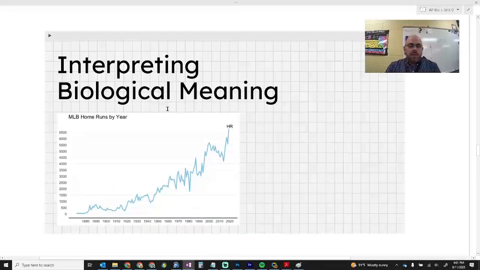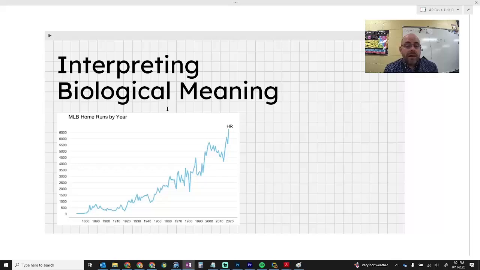Moving on. There's this bit here of interpreting biological meaning. This is just another way of assigning value to data. Again, you might be asked to do this as a predict type question. Here's, I like baseball, home runs per year from 1880 to 2020. What happens to home runs? Well, they've gone up significantly. My guess is that training has gotten better, food's gotten better, maybe steroids. You get the idea, right?